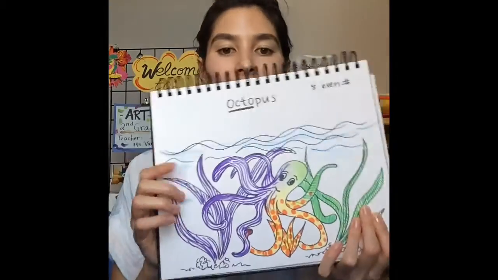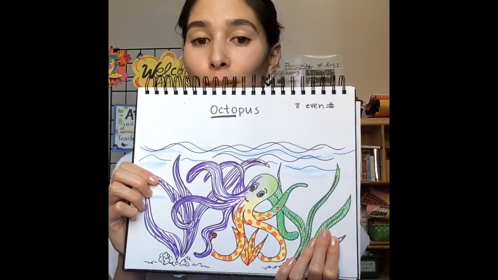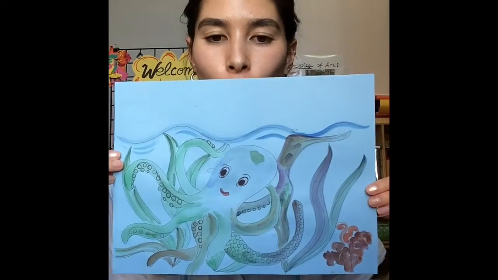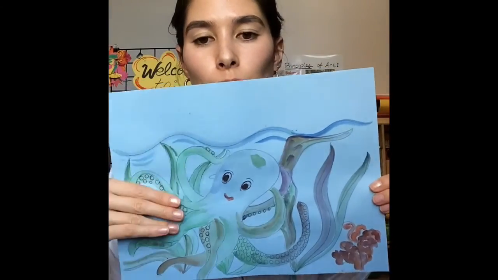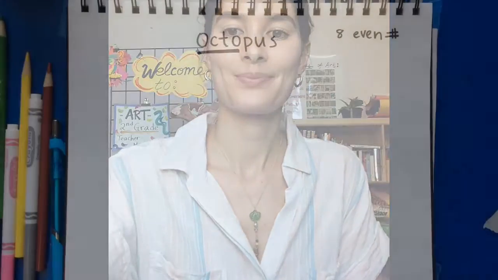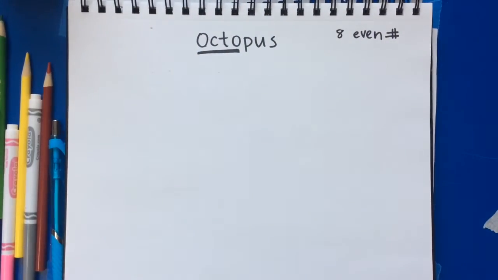So, theme is camouflage. In this one, I camouflaged my octopus with different patterns and colors. In this one, I camouflaged him with just different colors. This one was done with watercolor, and the other one was done with marker. All right, boys and girls, let's get started with our octopus drawing.